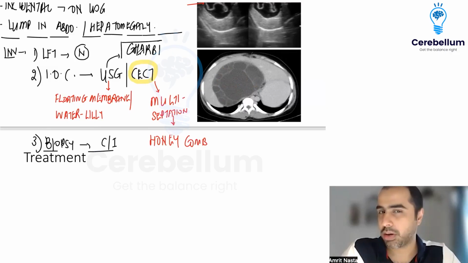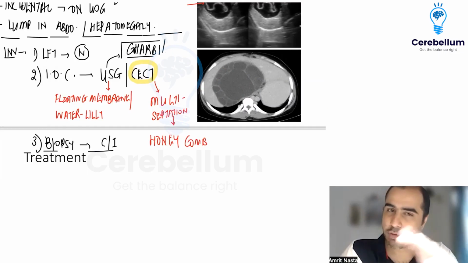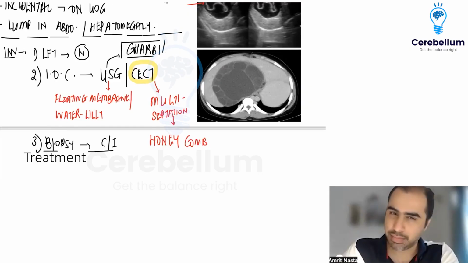Don't need to know the different levels, Gharbi 1, 2, 3, 4, 5. No need to know that. But yes, that is a classification system of hydatid cyst.